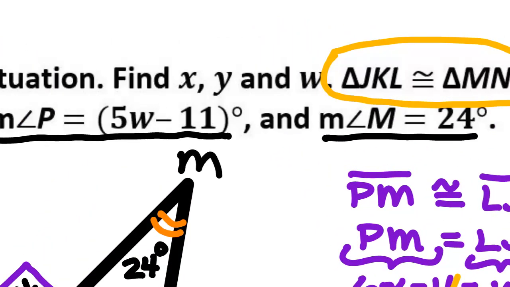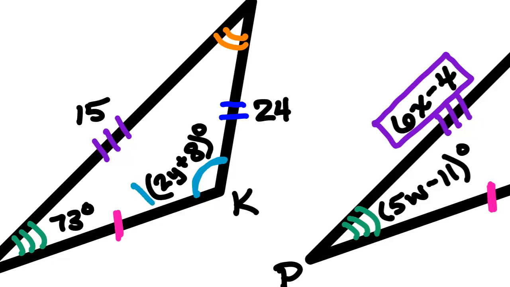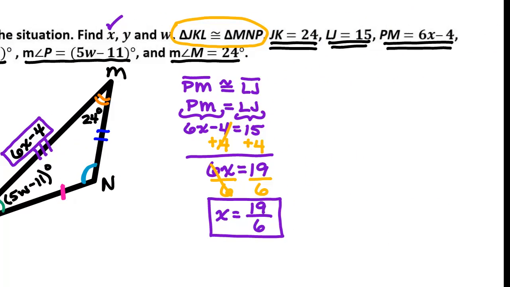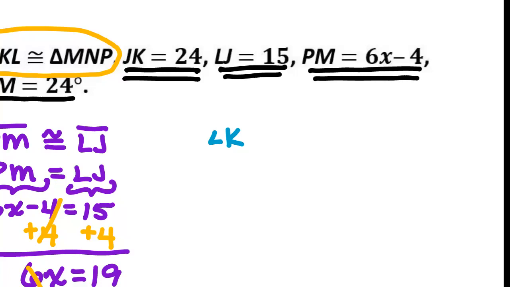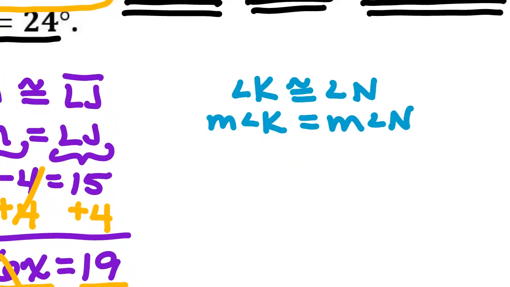All right, we found X. We're still supposed to find Y. Where's Y? Angle K, 2y plus 8 degrees. Angle K is congruent to what other angle? Angle N. That means the measurement of angle K is equal to the measurement of angle N. Angle K is 2y plus 8.